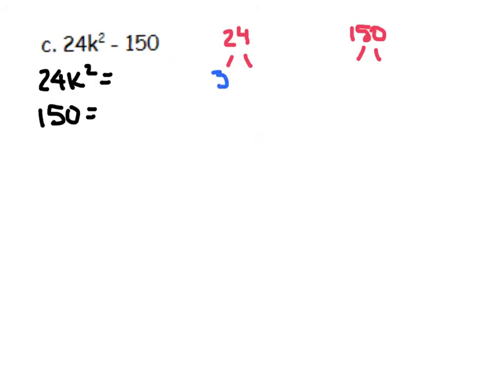I'm going to start off with 3 times 8. I know 8 can break down to 4 times 2, and 4 breaks down to 2 times 2. So for 24, I'm going to have 3 times 2 times 2 times 2, because there's three 2s.